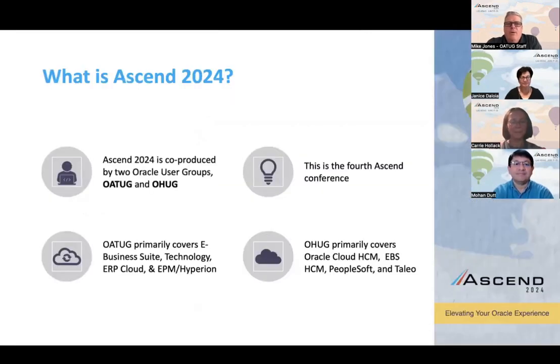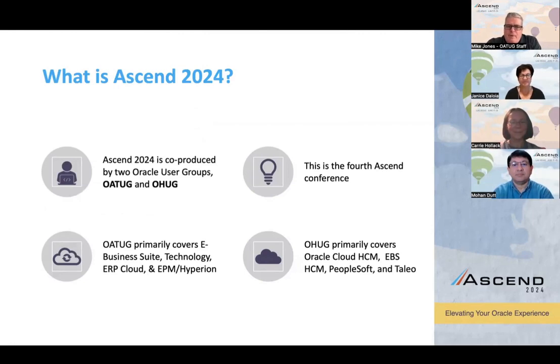Quickly, we're going to talk about what is Ascend, especially what is Ascend 2024. Ascend is co-produced by the two user groups, OATUG and OHUG. It's been a great partnership with them. We love working with them, and I know Janice and I work a lot together. This is the fourth Ascend conference that we will be hosting together.